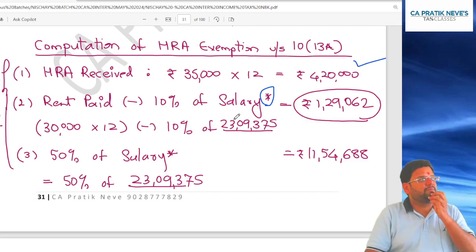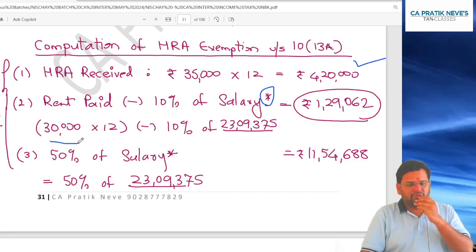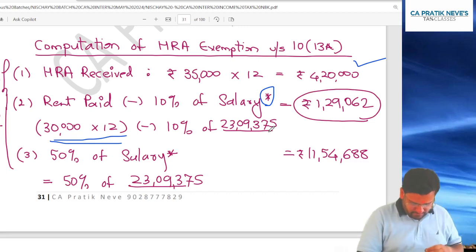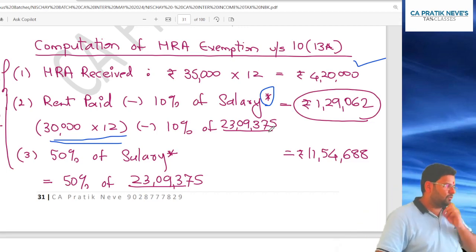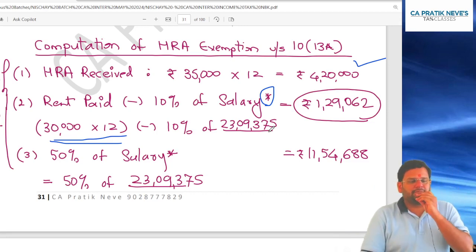Rent paid less 10% of salary. All of you know the rent paid. Rent paid is how much? So next line write down 30,000 into 12 in bracket, minus 10% of dash. Why dash? We don't know what is salary right now. So minus 10% of dash.